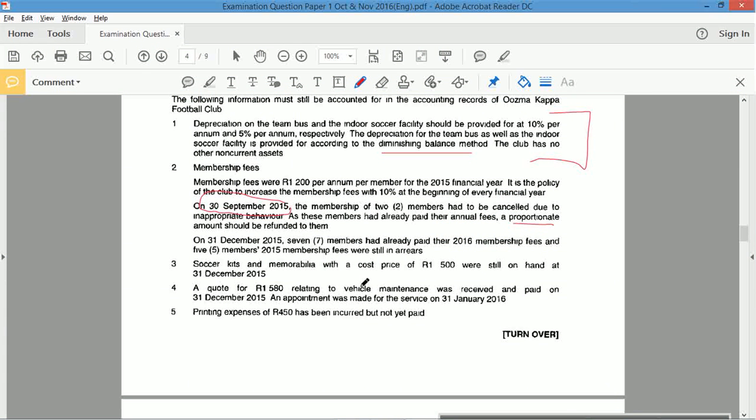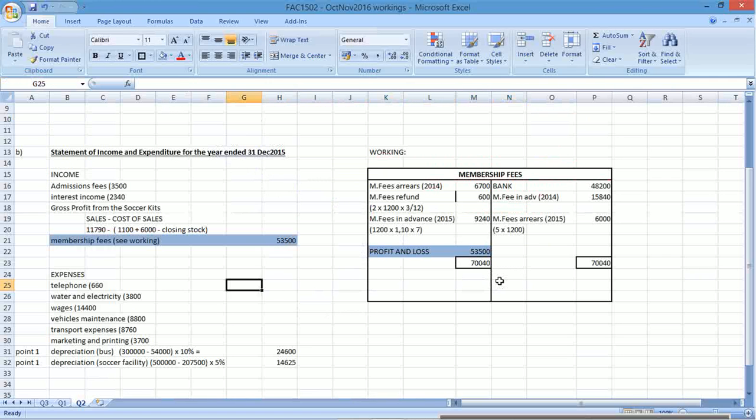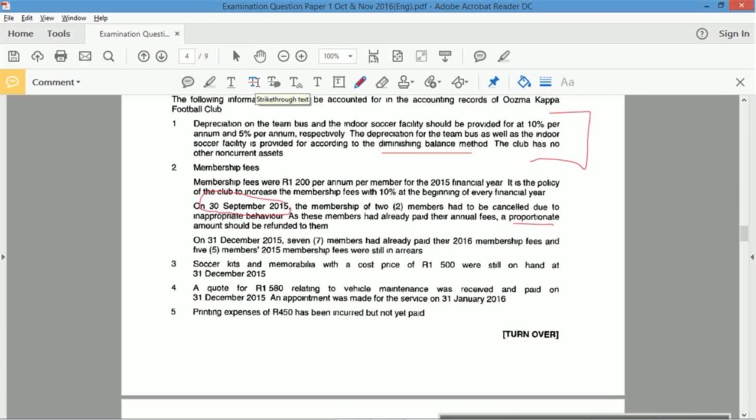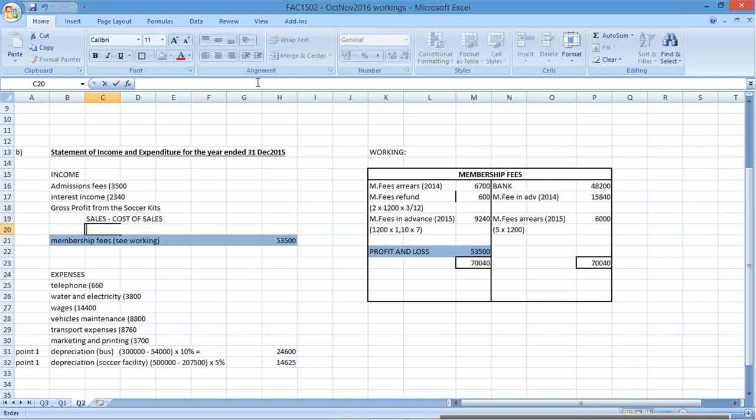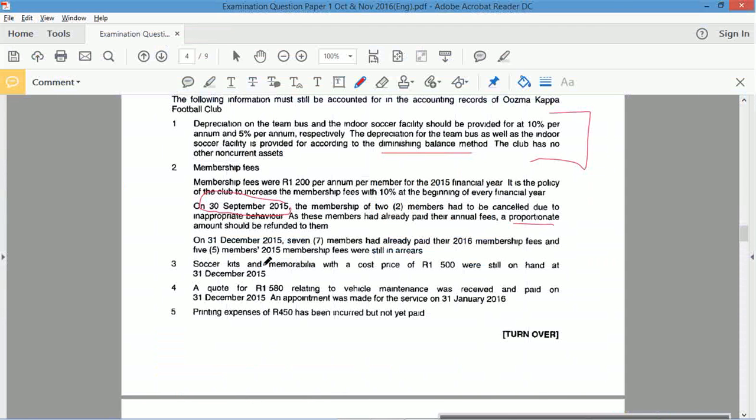Right, soccer kits and memorabilia with the cost price of that was still on hand. There's your closing stock. Okay, closing stock. Now I know what it is. Open brackets, how many items? Cost price of 15. Oh, it's just 1500. Yes. Okay, so just minus 1500. Okay, so can I work out the gross income for the... Yes, I can. There's it. Okay, next. So that's done.